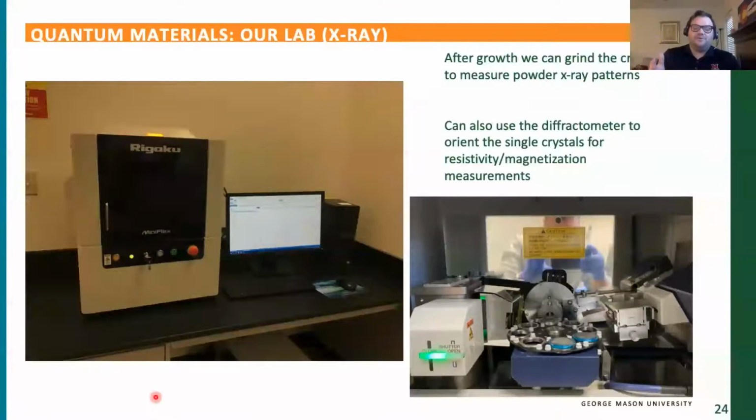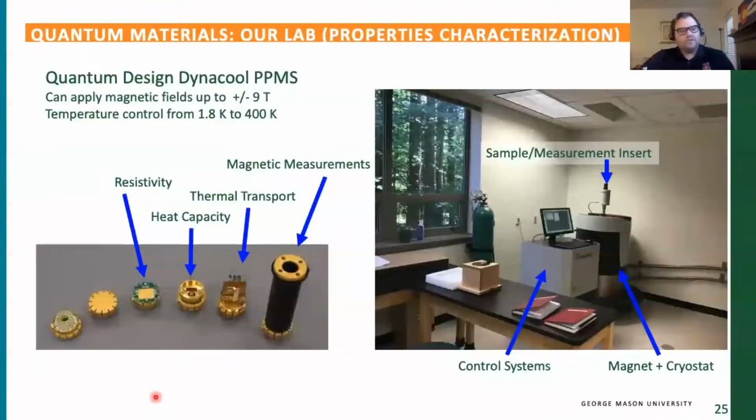And this is extremely important for allowing us to control exactly what direction we're applying our field and our currents and our heat during our measurements. And then finally, just on the properties characterization, we have an amazing machine in our lab that can handle a very wide variety of measurements. And this is the Dynacool PPMS.